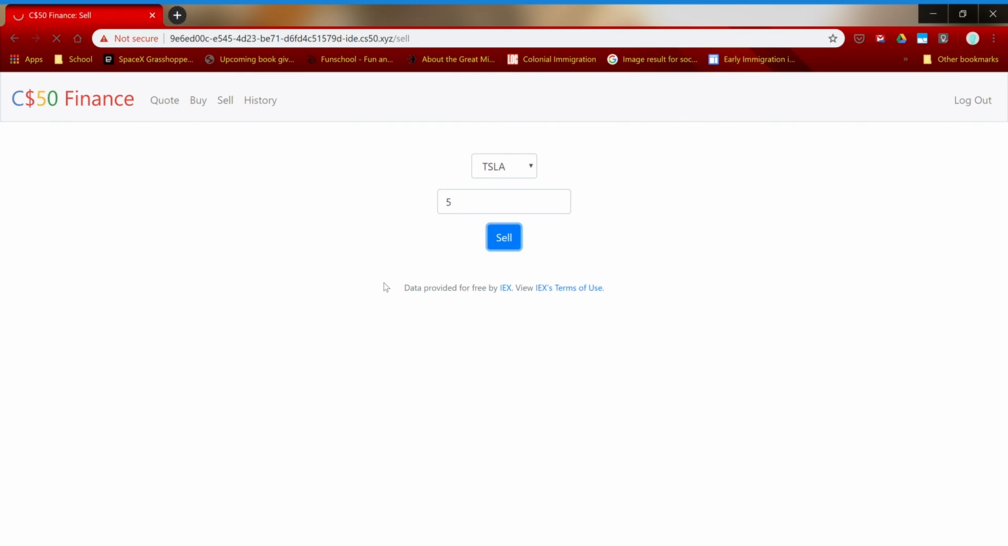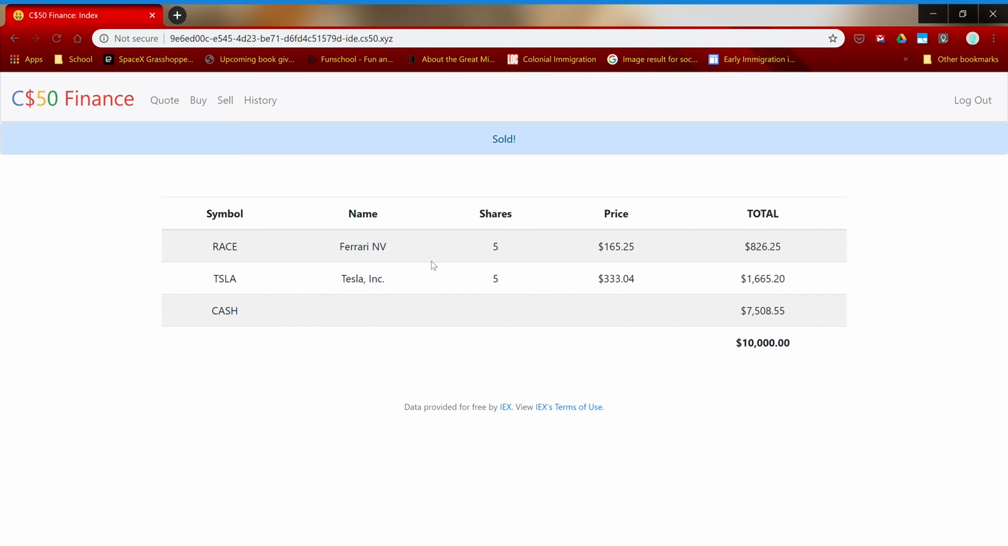Then we press sell, and we're once again taken to our home page with our updated monetary value. As you can see, our cash has gone back up, and our Tesla shares have gone down to 5. Again, this works by querying the database, adding a transaction of negative shares to subtract what we did.